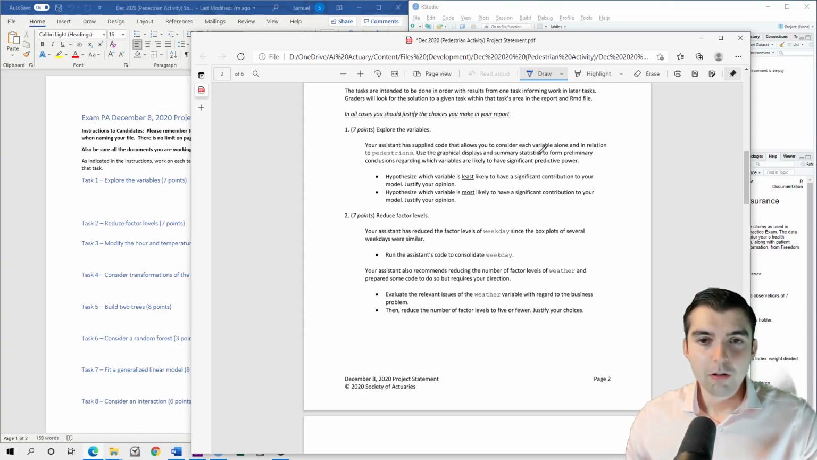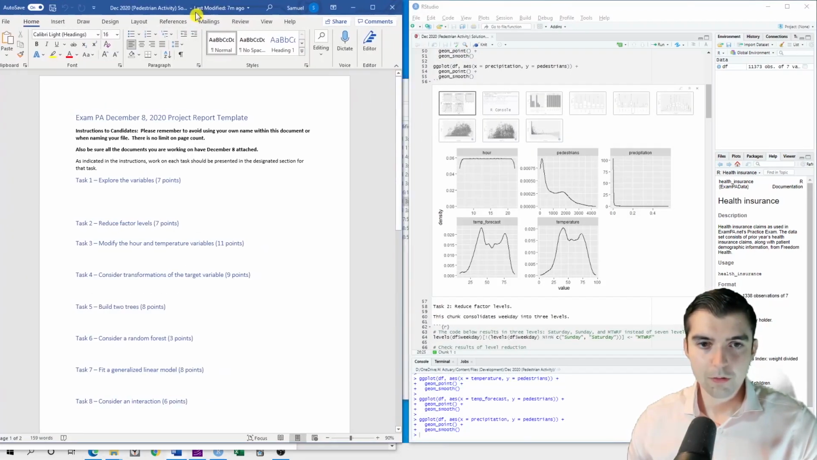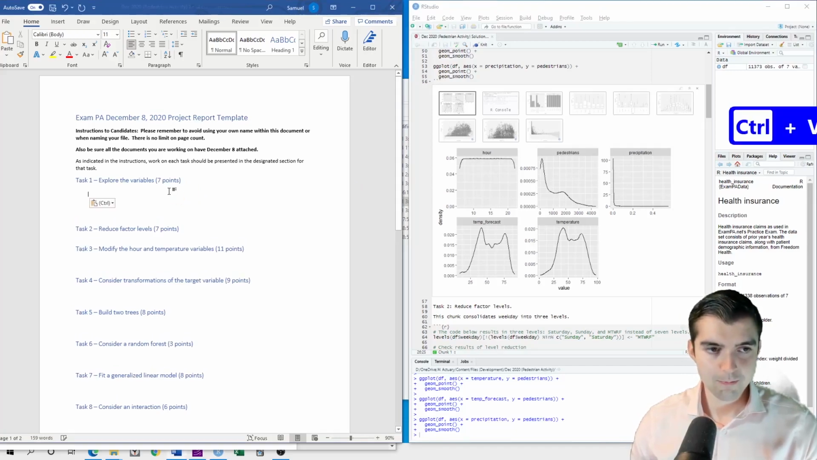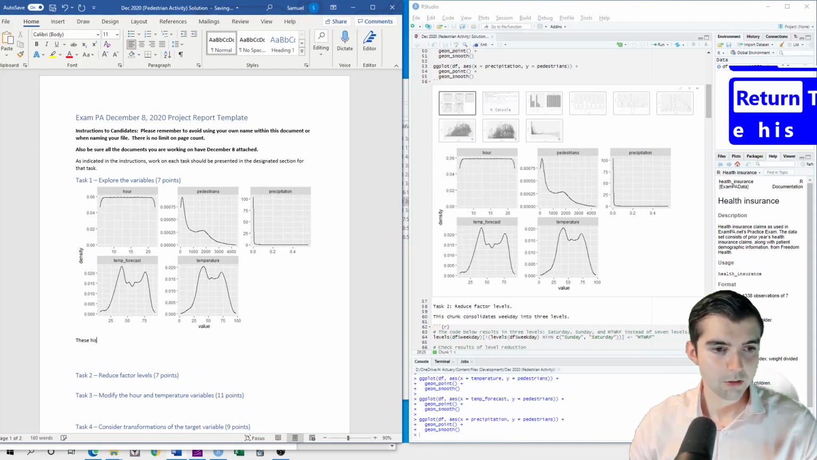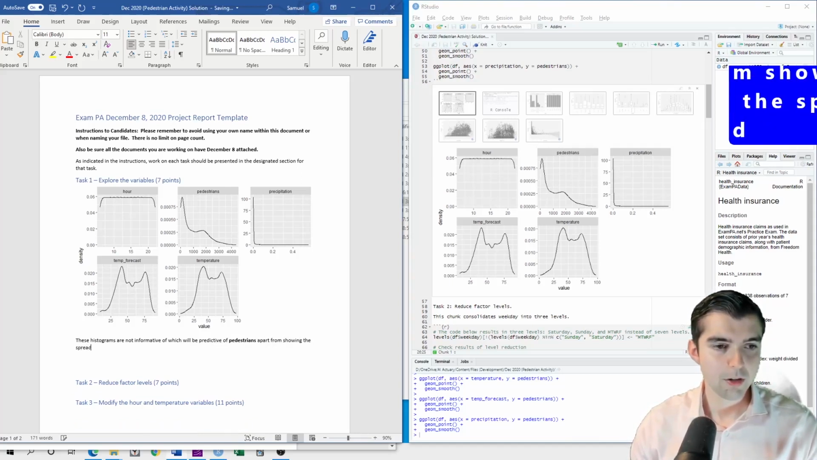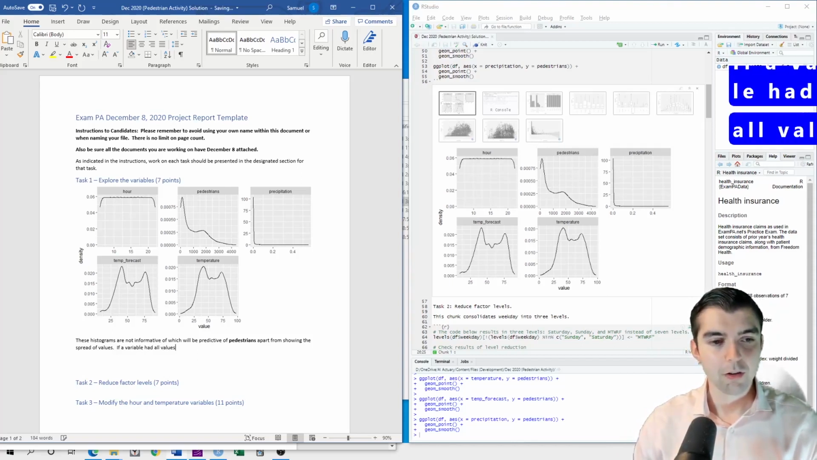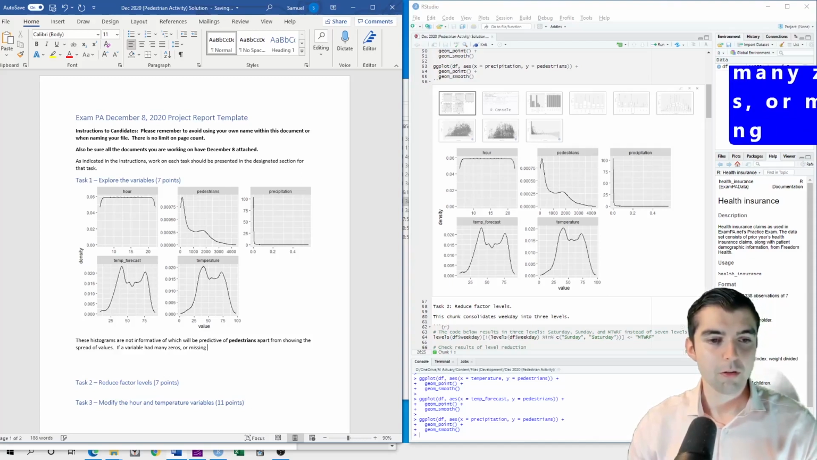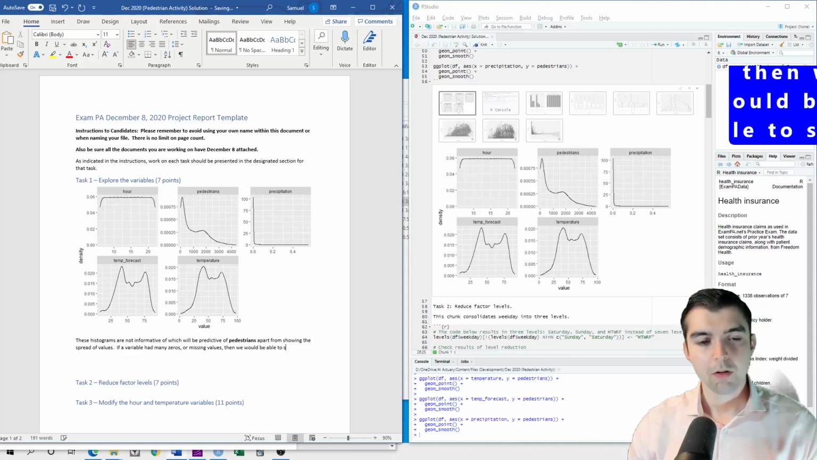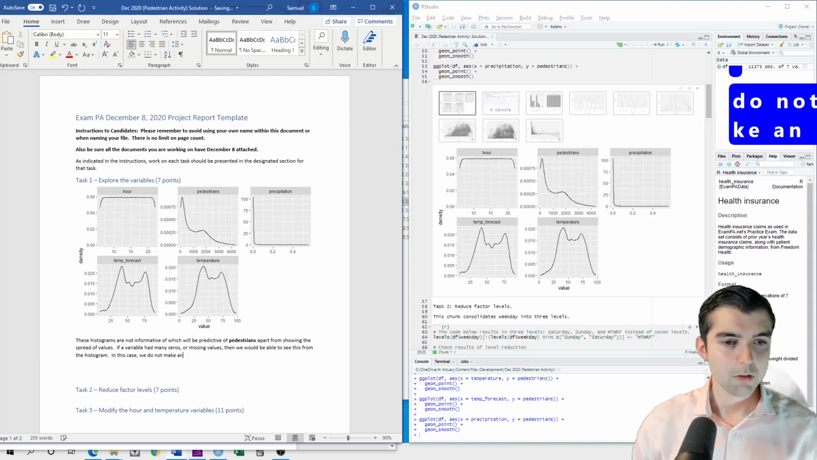Your assistant has supplied code that allows you to consider each variable alone and in relation to pedestrians. So hypothesize which variables are least likely to have significant contribution to your model, and hypothesize which variables are most likely. Okay, so first of all, these histograms are not informative of which will be predictive of pedestrians, apart from showing the spread of values. If a variable had many zeros or missing values, then we would be able to see this from the histogram. In this case, we do not make any conclusions.